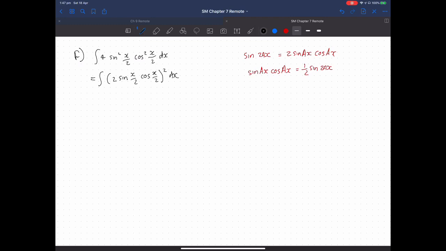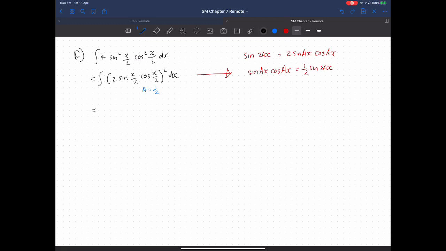If you compare that to the general double angle formula, you can see there is a great deal of similarity. In this case, what we have is a is equal to 1/2. So what does that mean?